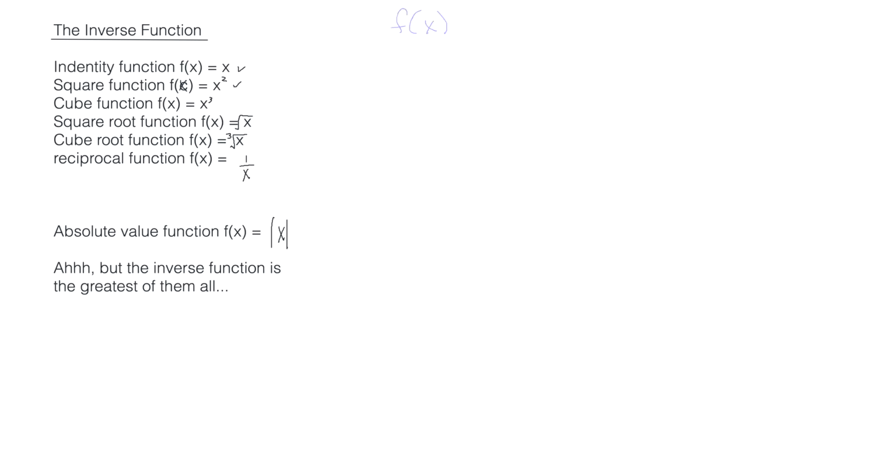f of x equals 3x. I'm going to substitute y for the f of x. Switch positions with the x and the y. Then solve for y, so I'll divide 3 by both sides. x over 3 equals y, or y equals x over 3 is my inverse function.